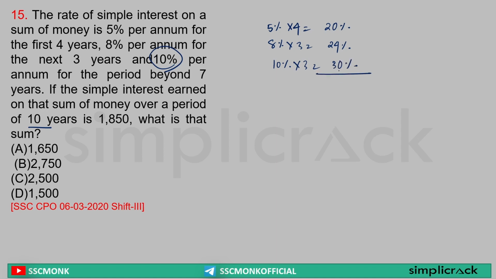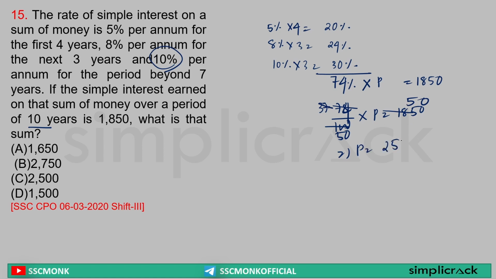So total percentage value 30 plus 20, 50 plus 24, 74% of principal is equal to 1850. Yes or no? Yes. Or I can write, sir, 74 by 100 into P is equal to 1850. Let's solve it further. Sir, this will be 37. This will be 50. Sir, 37 5s are 185. So this is 50. This is 50. So the value of P is equal to 50 into 50. That is equal to 2500. So what is the sum? Sir, option C, 2500. Clear?